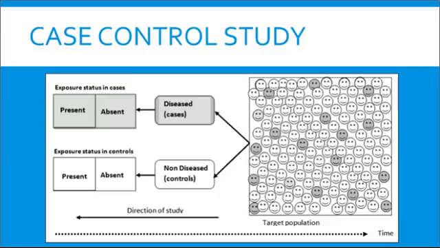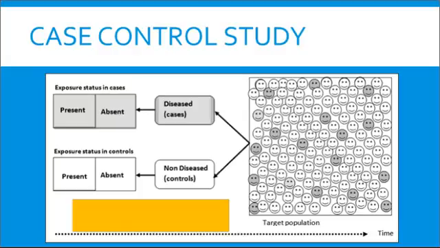So this is what the case control study looks like. And I just want to point out at the bottom we see the direction of the study. We're starting with the target population. We're pulling out some people who are diseased and some who are not diseased. And then we're going backwards in time and asking them, were you exposed to something or not? And so the direction of the study is retrospective.